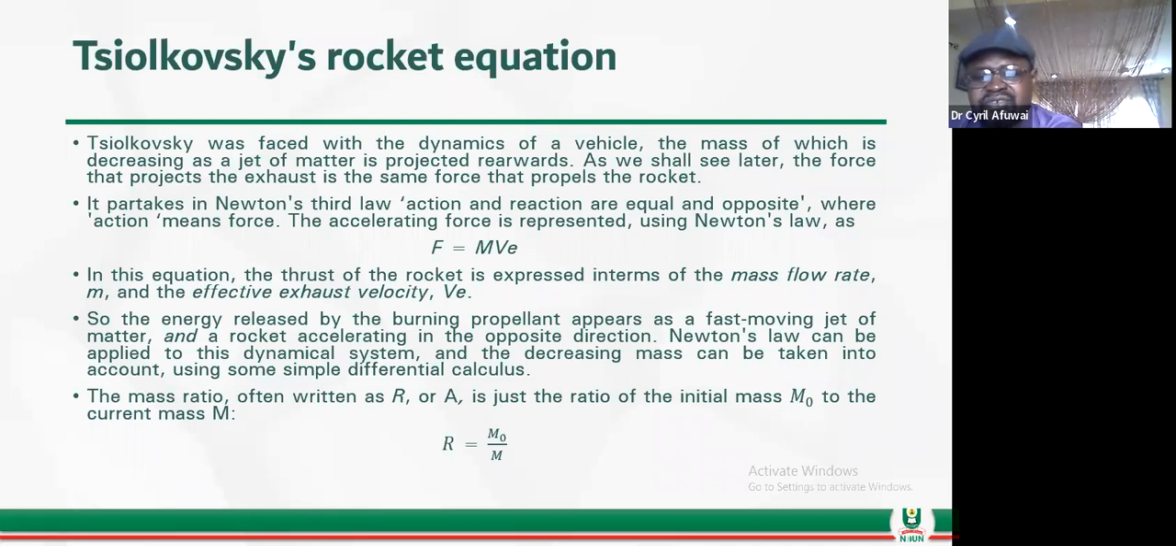Okay, now the mass ratio, don't forget, is usually written as capital R or capital A. It's just the ratio of the initial mass, m naught, to the current mass, m, where R equals the quotient of m naught over m. Here m naught is the initial mass, when the exhaust is not on, and m is the current mass.